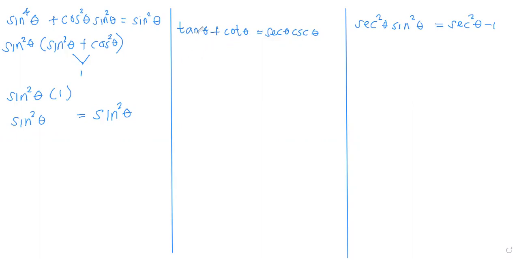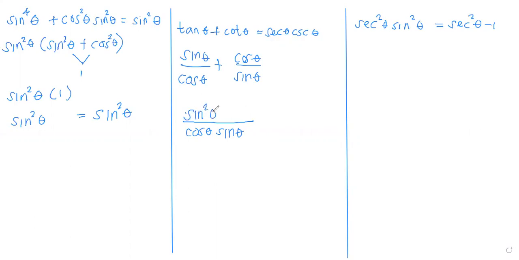As for this one, we will just break down tan into sine theta and cosine theta, plus, and we'll also break down cotangent into cosine theta over sine theta. And then we will try to add the two fractions. The least common denominator is cosine theta sine theta. Again, according to trigonometric identity, sine squared theta plus cosine squared theta is just equal to 1, all over.